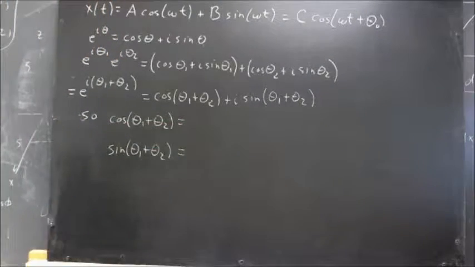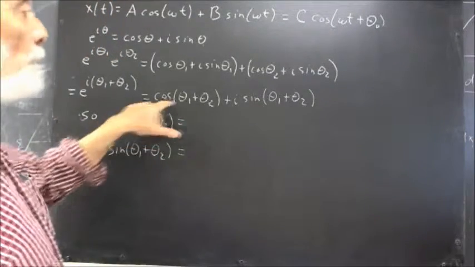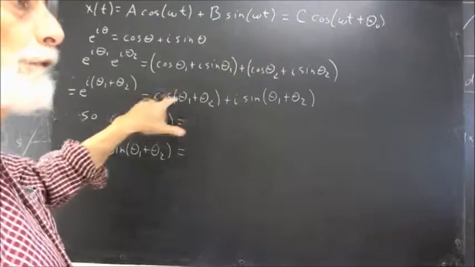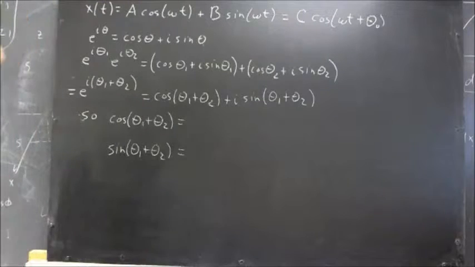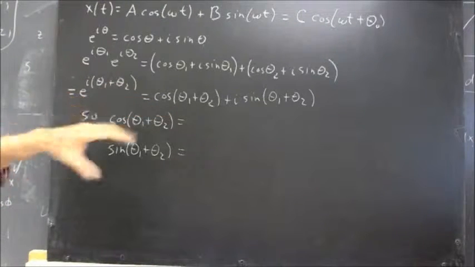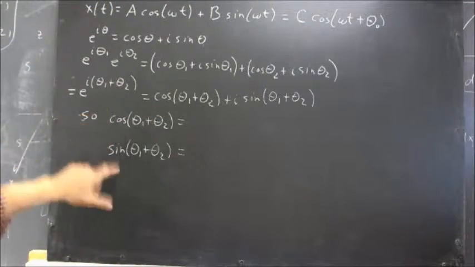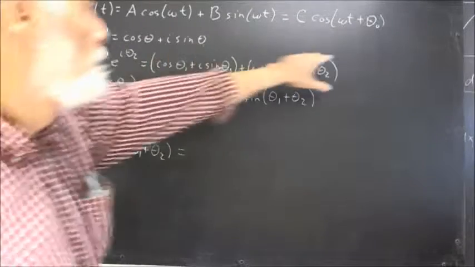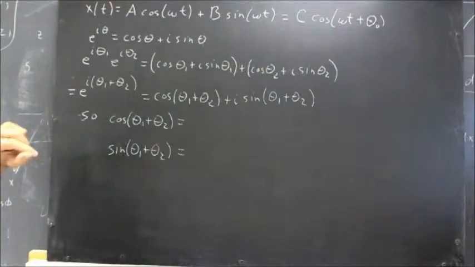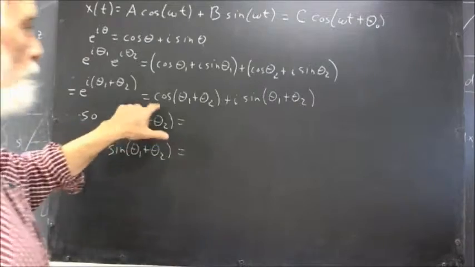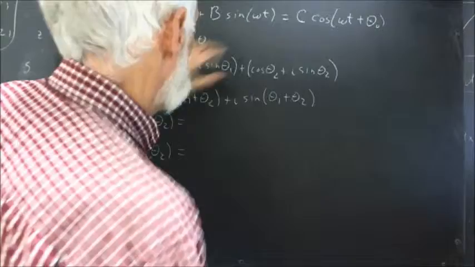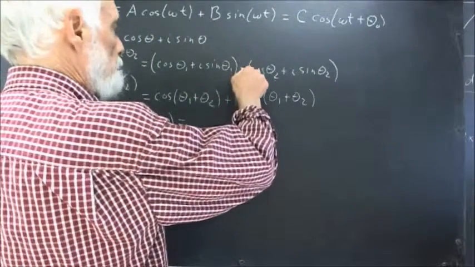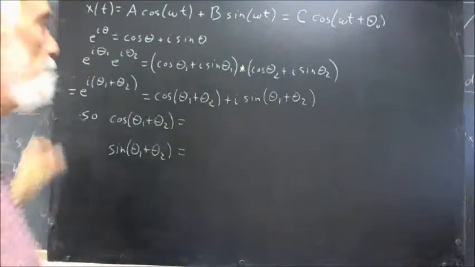Now you know from trigonometry that you have identities for the cosine of the sum of two angles, or for the sine of the sum of two angles. Those are going to come right out here immediately. Okay? This has to be equal to this. So the cosine of theta 1 plus theta 2 is the real part of what we have here. And I've got a plus sign here. That should be a multiplication. Okay, this is multiplied by this.